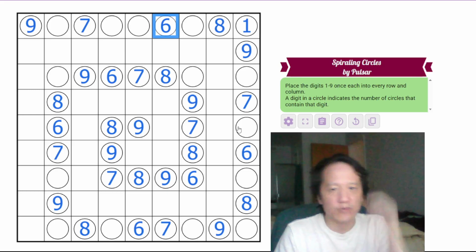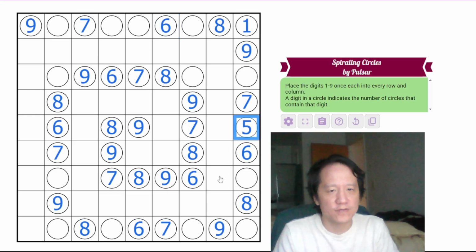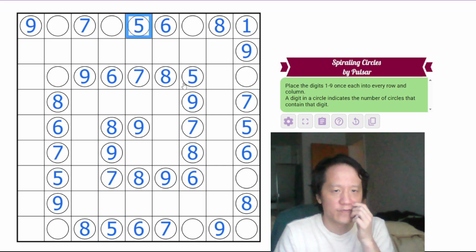So we can do that with 5. This is 5. That means this can't be 5, so this is 5. These two can't be 5, so this is 5. These 3 can't be 5, so this is 5. And that leaves that as a 5.